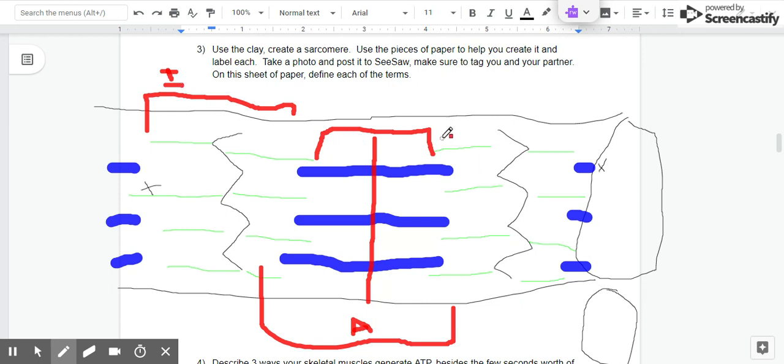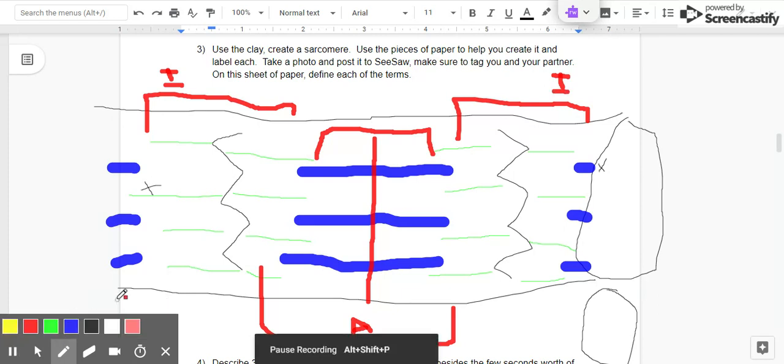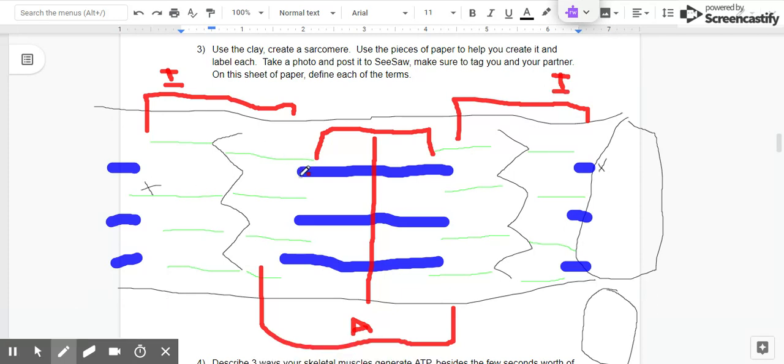And then over here, you have another I band. So it's the light band, because if you look at the striations, this is the part that looks lighter because it only has actin, the thin filament. And if you remember, during the sliding muscle filament theory, these mighty myosin heads come out and grab on to the actin and pull them towards the M line, causing the H zone to disappear.